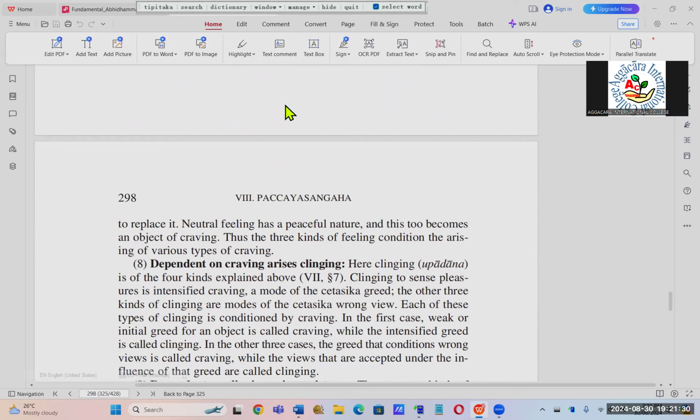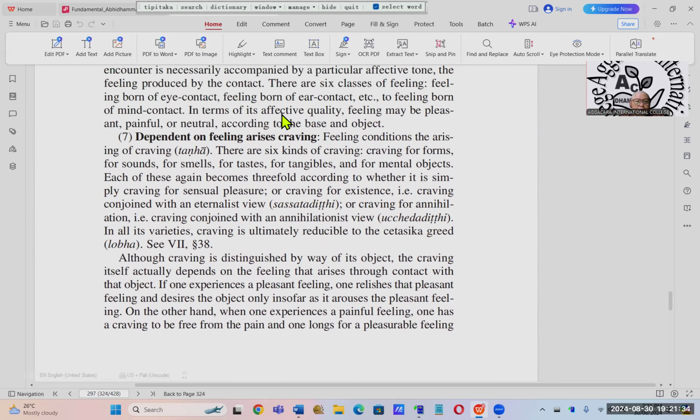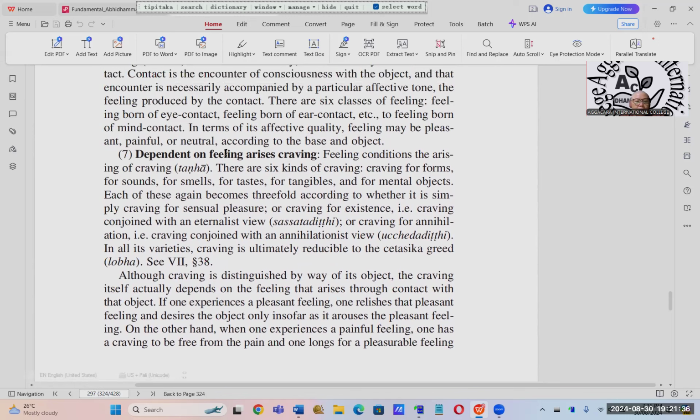Okay, thank you, brother Simon. All right. Now, when we say craving, it depends on feeling. So Vedana Paccaya, tanha. Craving here is called tanha. Now there are 6 cravings. So craving for the sensual objects: form, sound, smell, taste, tangible, and mental objects. And also, if you want to divide again, there are 3 to do with the view.